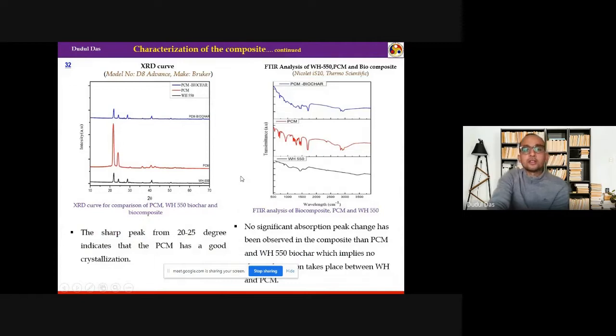Then we also carried out some chemical characterizations like XRD and FTIR, in order to find out whether, when we mix PCM and biochar, there is any chemical reaction or not. And we found that there is no chemical interaction between PCM and biochar.